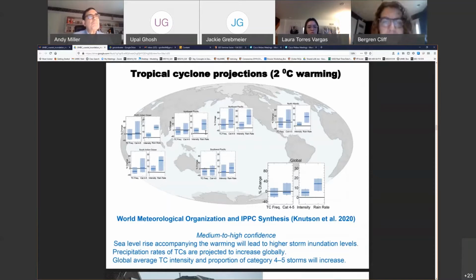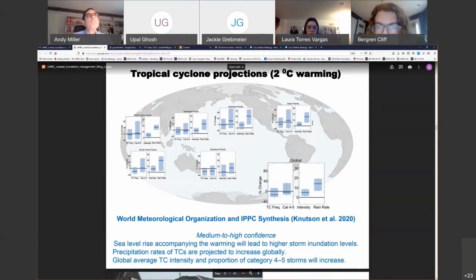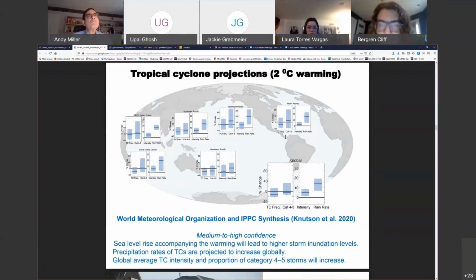This is looking at mid to late 21st century, but the number of intense storms, Category 4 and 5 storms, would increase. Also, they look at the intensity. Definitely you see an increase in intensity, and you will also see that the precipitation rate is going to increase. And if you look at the North Atlantic here, it's clear we're going to see more Category 4 and 5 storms and more storms with heavy precipitation, like Hurricane Harvey. Next slide, please.